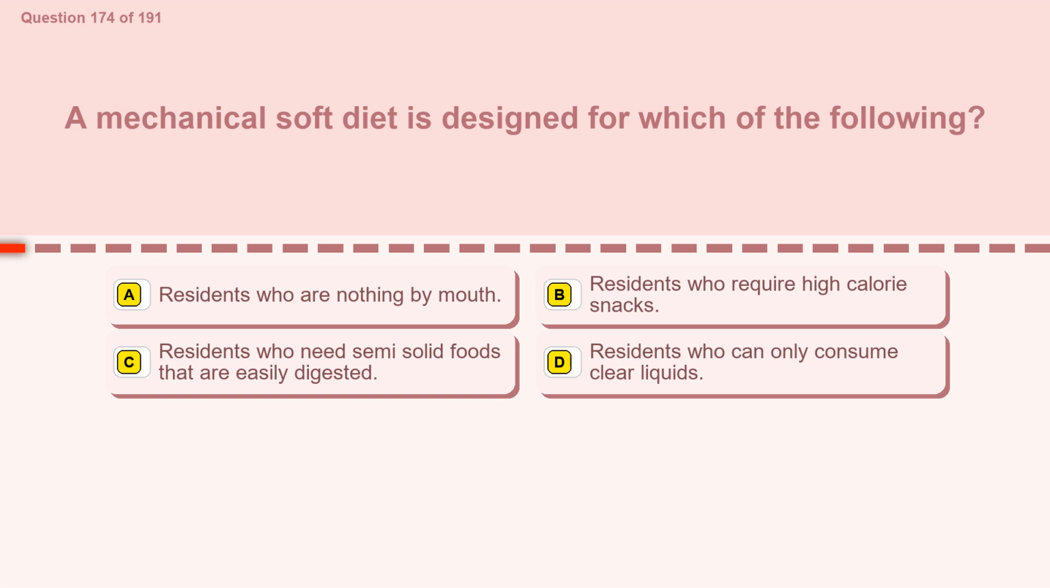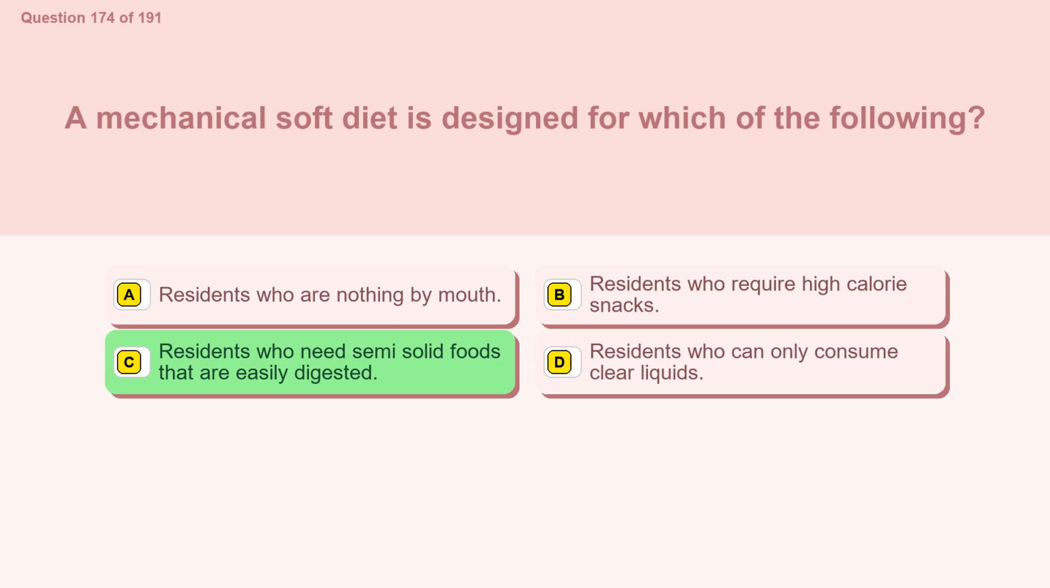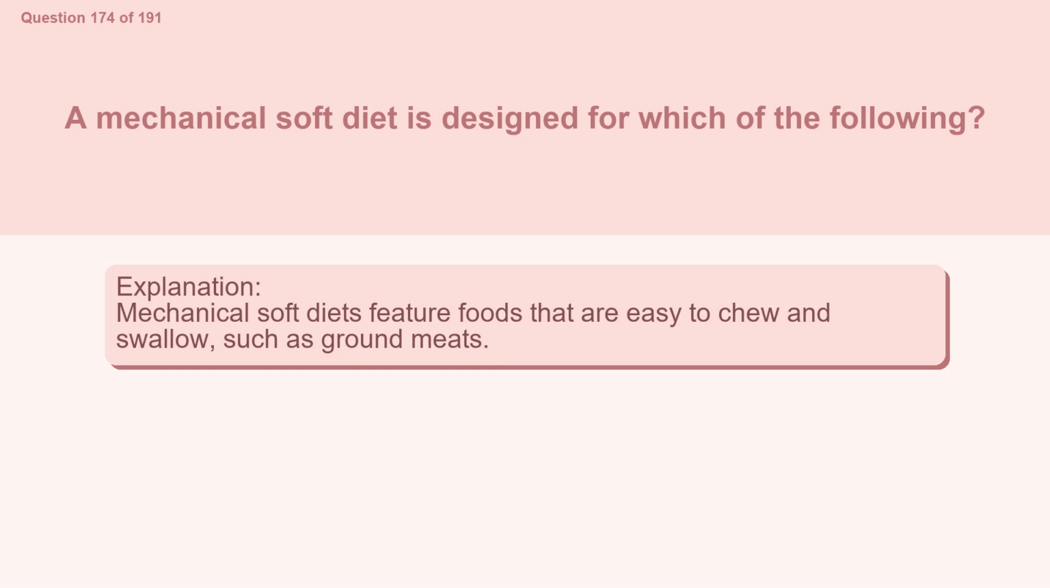Question 174. A mechanical soft diet is designed for which of the following? Option A, residents who are nothing by mouth. Option B, residents who require high-calorie snacks. Option C, residents who need semi-solid foods that are easily digested. Option D, residents who can only consume clear liquids. The correct answer is option C, residents who need semi-solid foods that are easily digested. Mechanical soft diets feature foods that are easy to chew and swallow, such as ground meats.